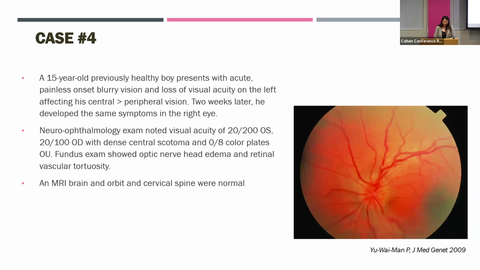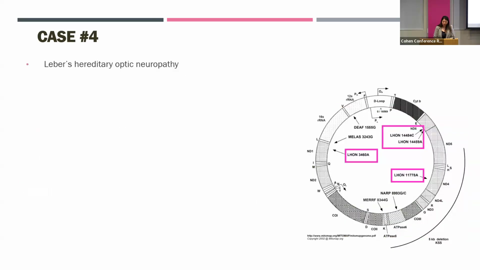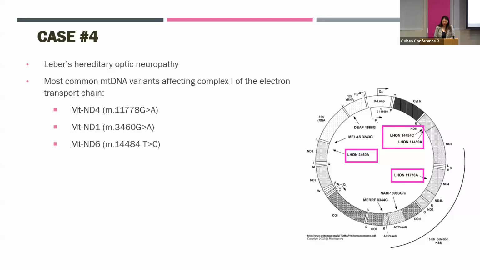We imaged him, and his MRI brain, orbits, and cervical spine were all normal. The antibodies that we typically see in the autoimmune optic neuropathies were negative. On further family history, again, talk to the families, there was a similar symptom in the maternal uncle as well. So this is Leber's hereditary optic neuropathy, often mimicking an autoimmune disease.